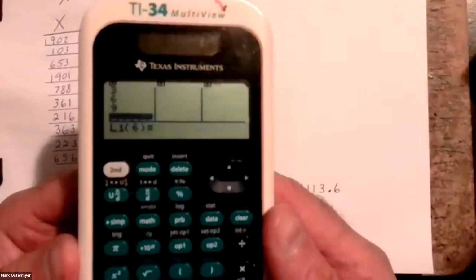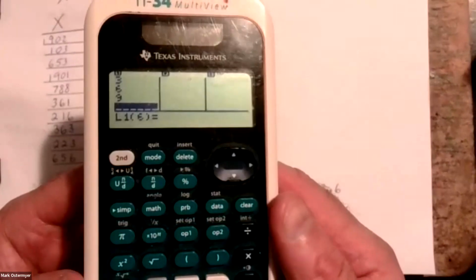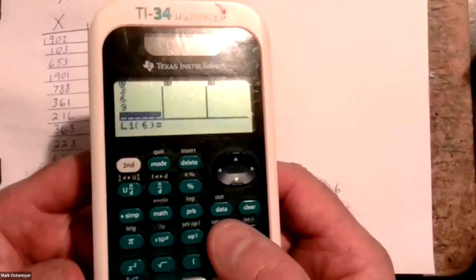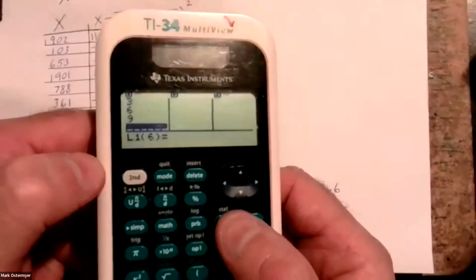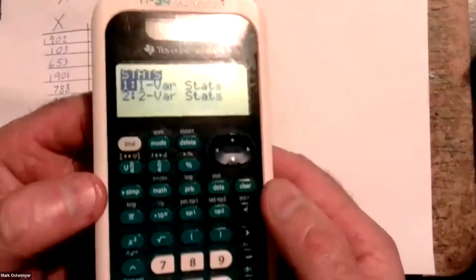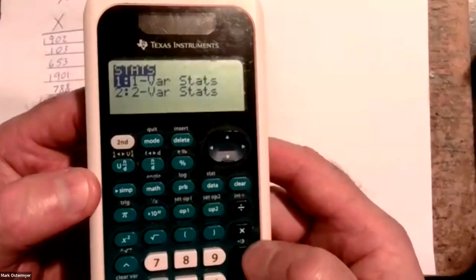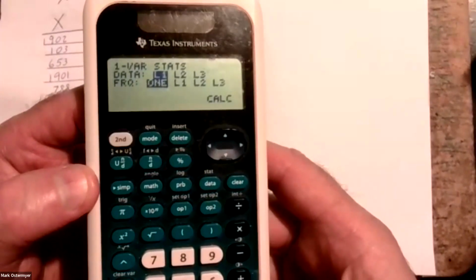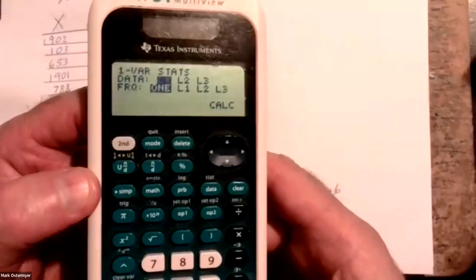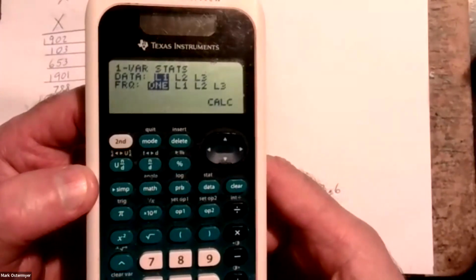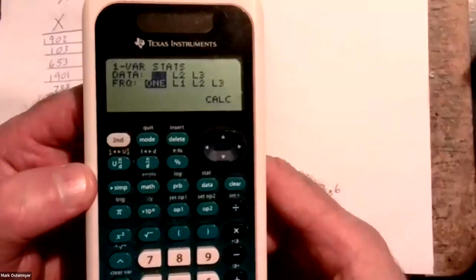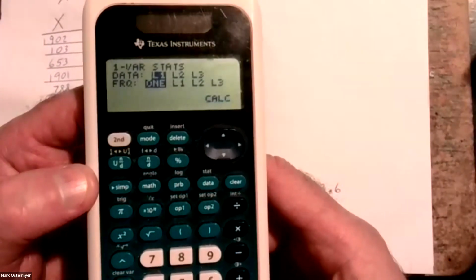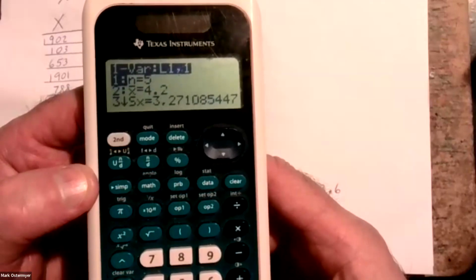Once you load up your list, you then hit your stat button. Well, above my data key is the word stat, so I have to hit the second button followed by the data button to get into stat mode. Then you select the one-var stats function. And then you select the list that you wish to compute the one-variable statistics for. It would be list 1 in my case. Leave the frequency at 1. Go down to calculate. Hit enter.